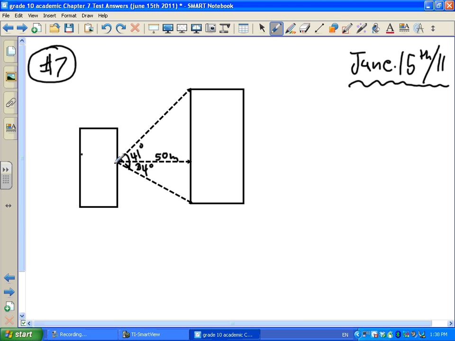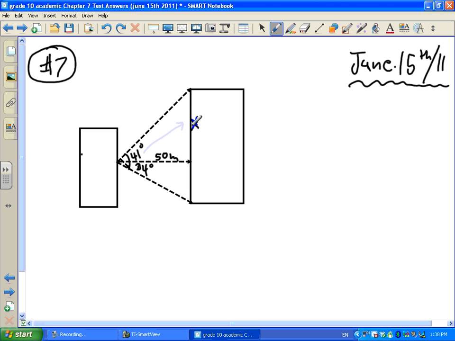So we'll do the top triangle, 41 degrees and 50 meters. With that angle, 41, we have the adjacent side, 50. So that's the adjacent side, and we're trying to solve for the opposite side over there. We're going to call that side X.